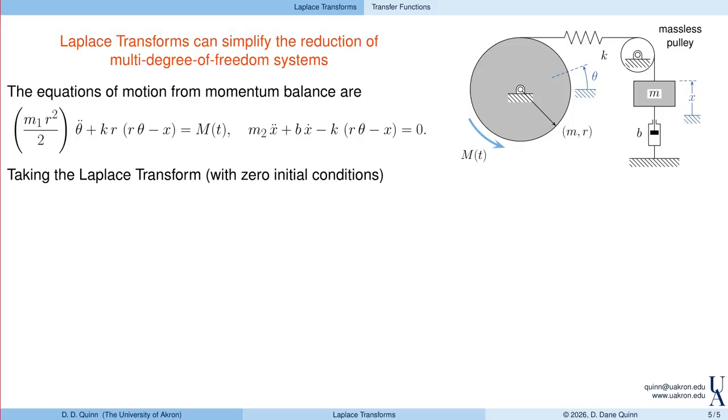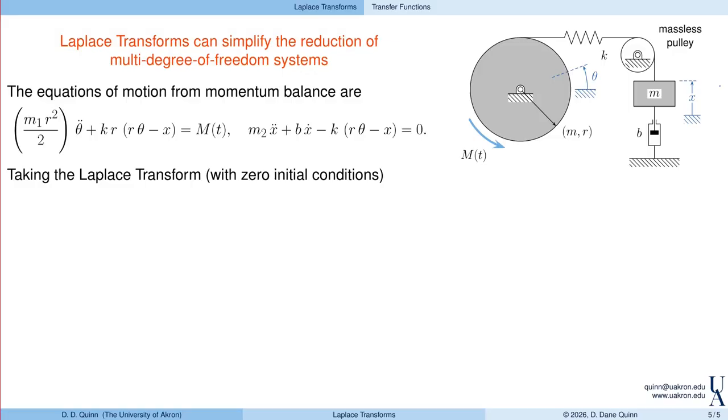So let's look at a fairly simple example of a 2-degree of freedom system, and see how Laplace transforms can simplify the reduction of these multi-degree of freedom systems. So again, here we have a disk. It's got mass m, radius r, and I'll define the counterclockwise angle as theta. That is then attached through an elastic cable with stiffness k to a block that is suspended with a damper. Here the pulley will be massless. X measures the displacement of the block.